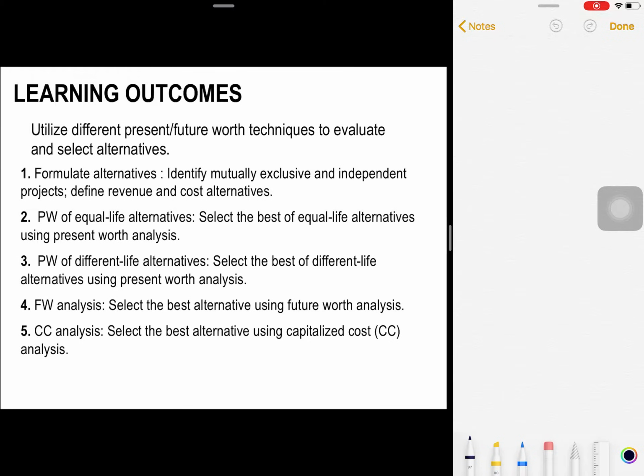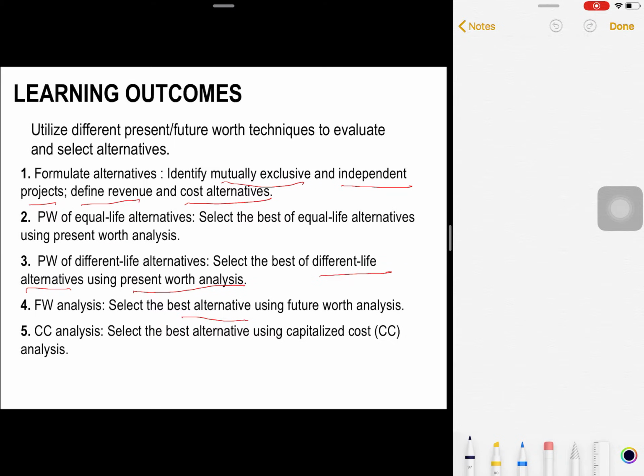Okay, it is to formulate alternatives where we will find mutually exclusive and independent projects. We define revenues and cost alternatives. Number 2, PW for equal life alternatives, where we will be selecting the best equal life alternatives using present worth analysis. Number 3, PW of different life alternatives. We'll be selecting the best different life alternatives using present worth analysis.